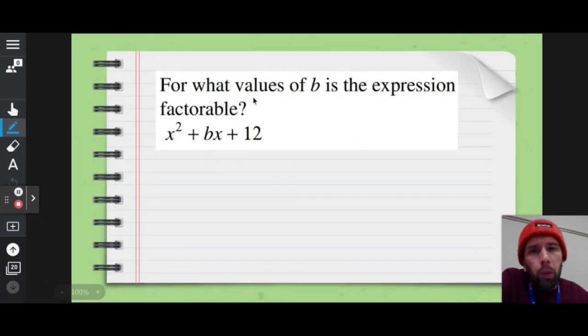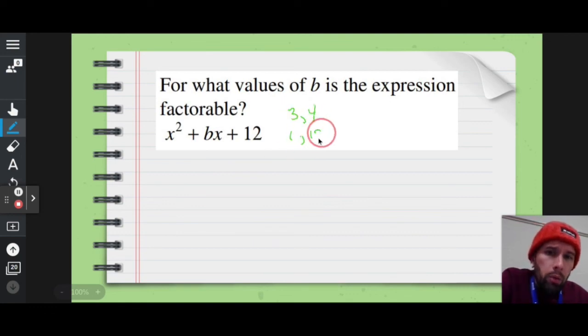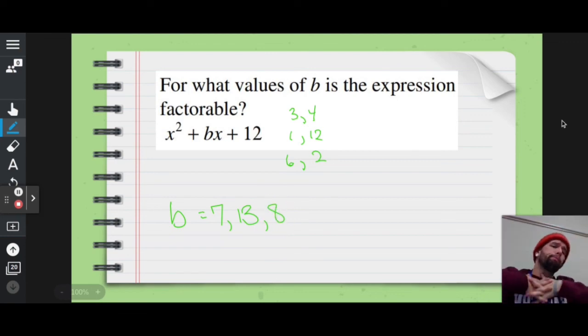Last one. For what values of b is the expression factorable? All right, so we got plus signs. The numbers that multiply out to 12 are 3 and 4, 1 and 12, and 6 and 2. So B could be 7, 3 plus 4. B could be 13, 1 plus 12. And B could be 8. It's actually a lot friendlier than some of the regular, basic, easy ones.